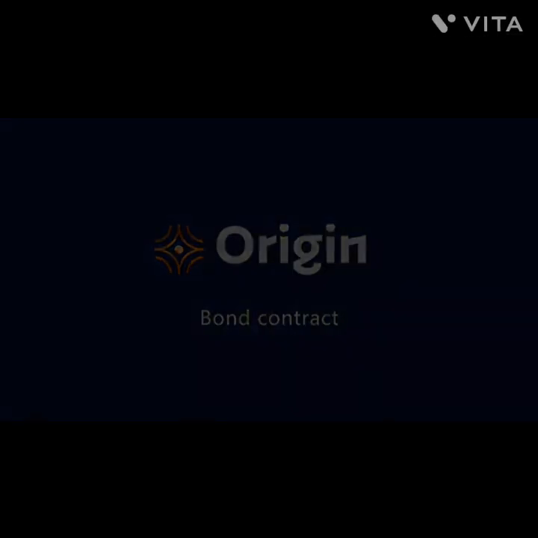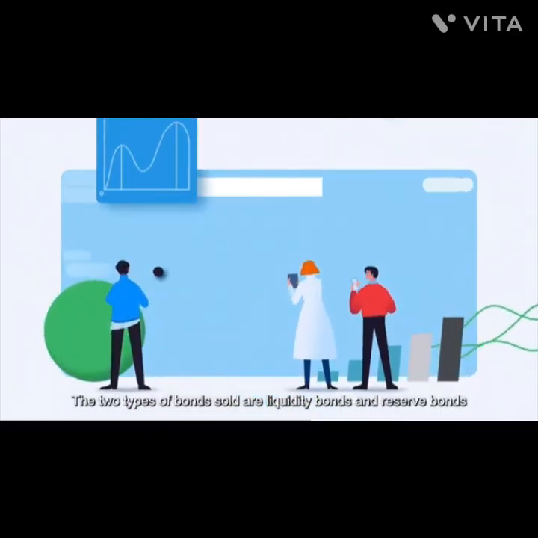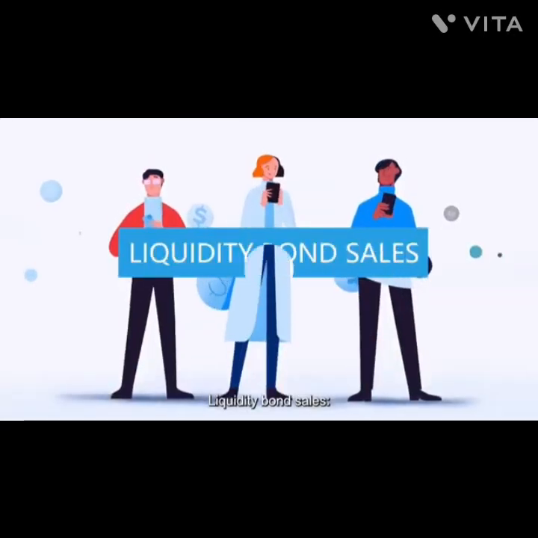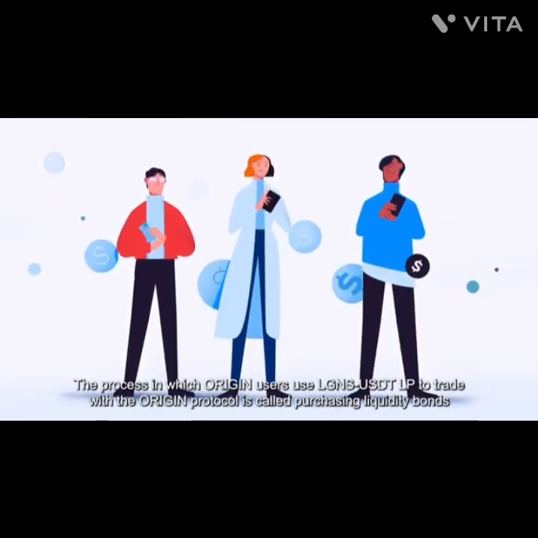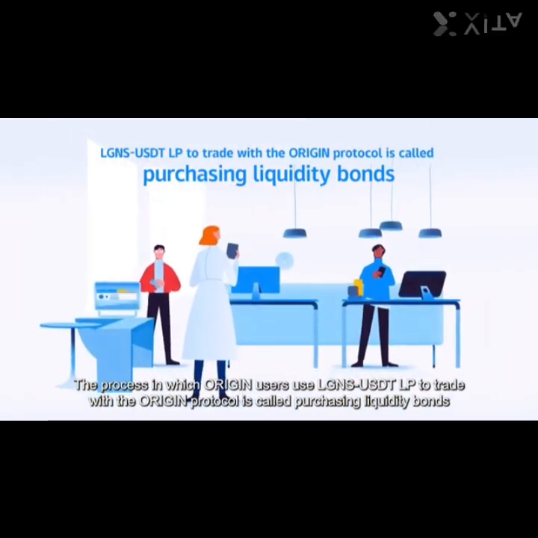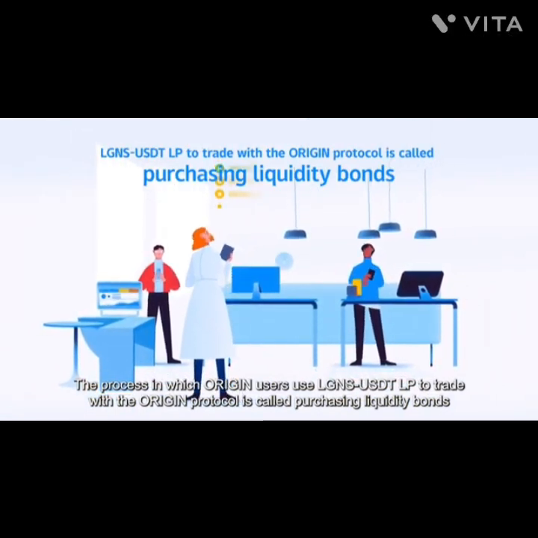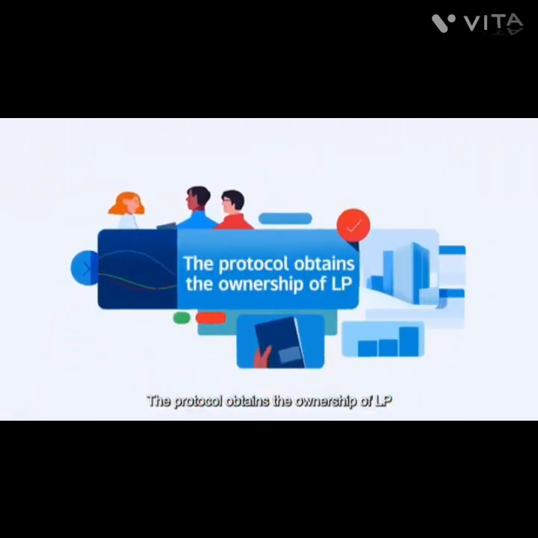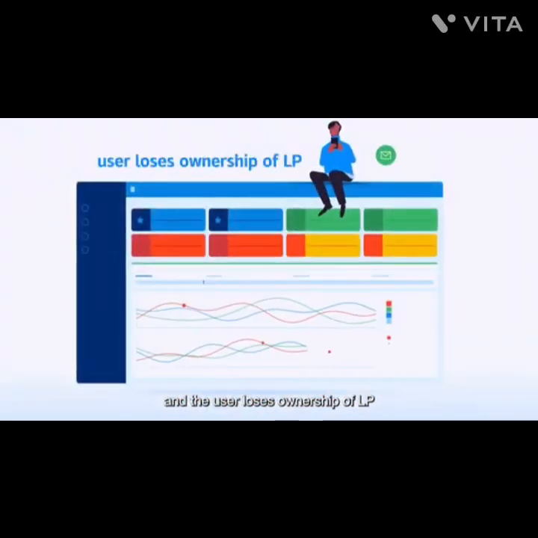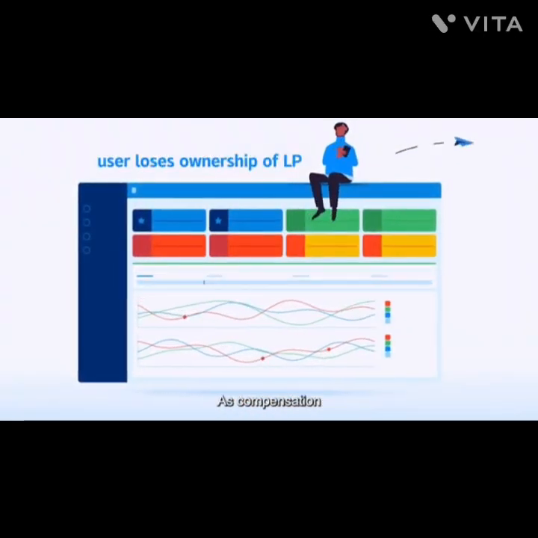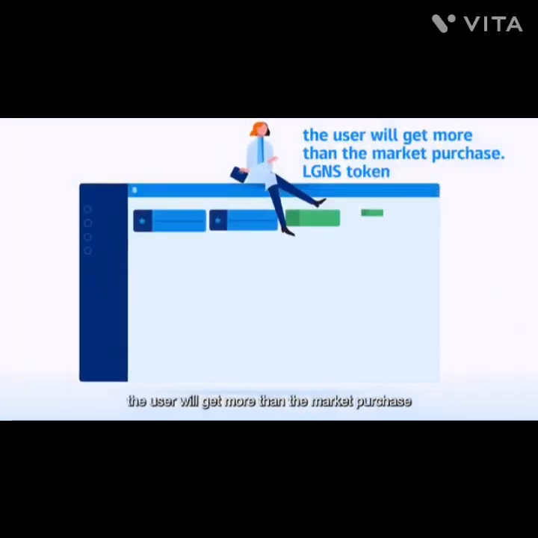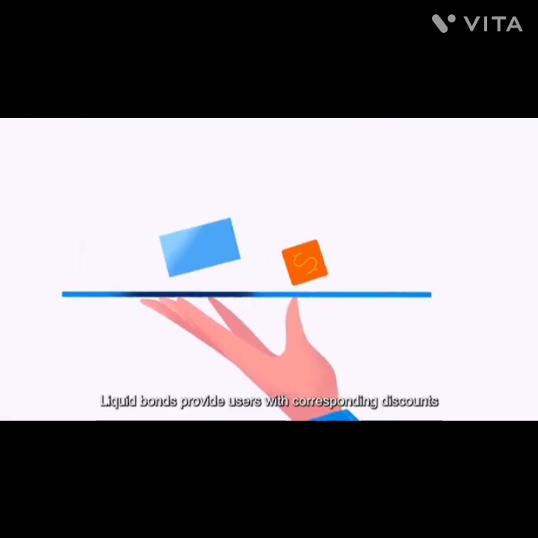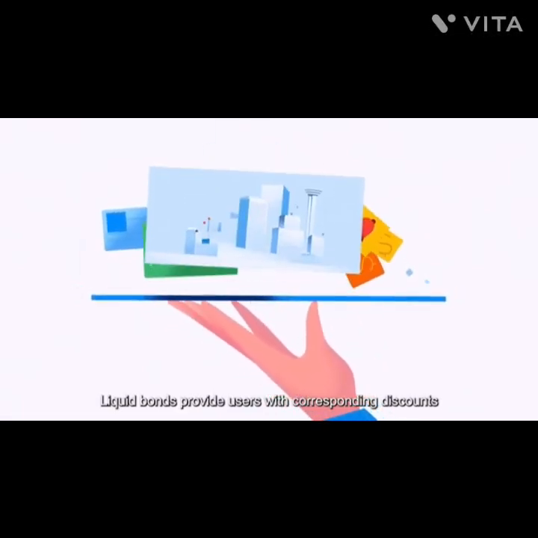Bond contract. The two types of bonds sold are liquidity bonds and reserve bonds. Liquidity bond sales. The process in which Origin users use Lgns USDT LP to trade with the Origin protocol is called purchasing liquidity bonds. The protocol obtains the ownership of LP, and the user loses ownership of LP. As compensation, the user will get more Lgns tokens than the market purchase.